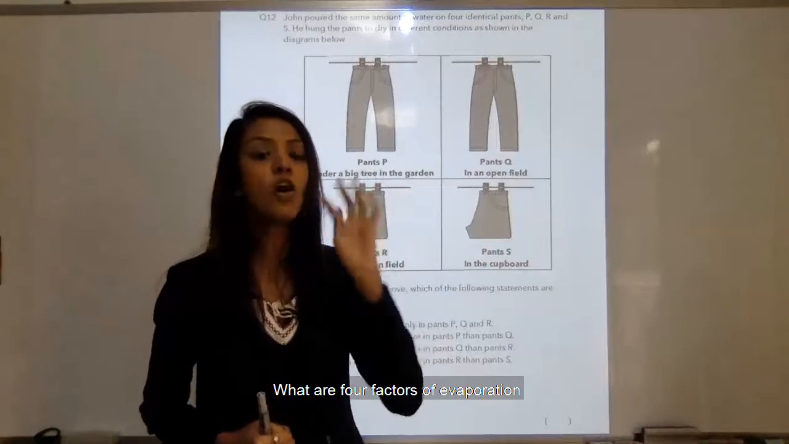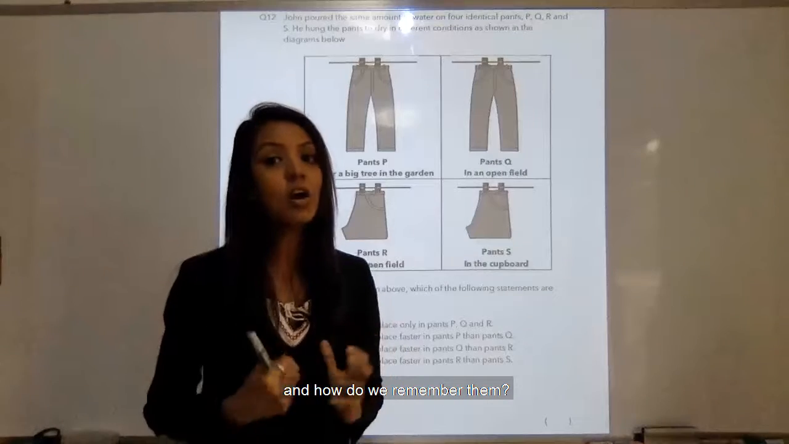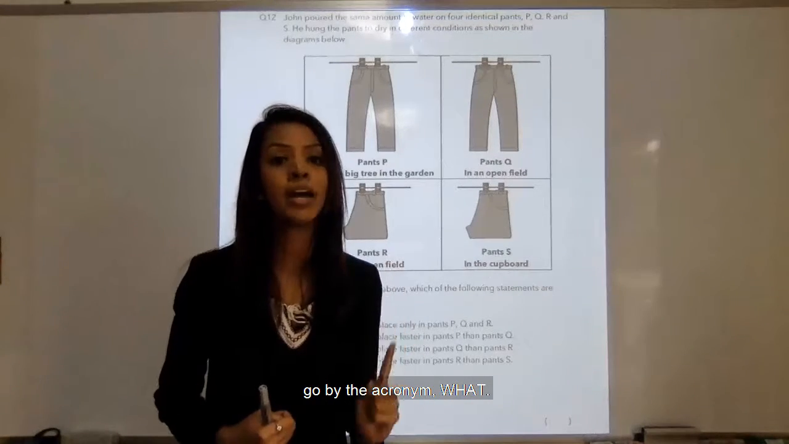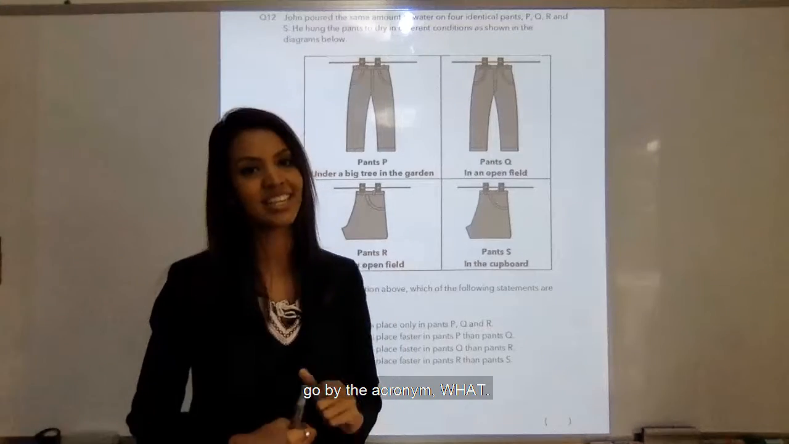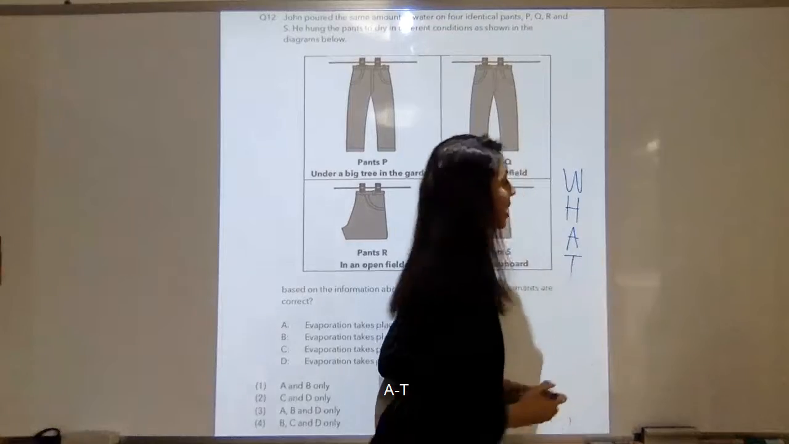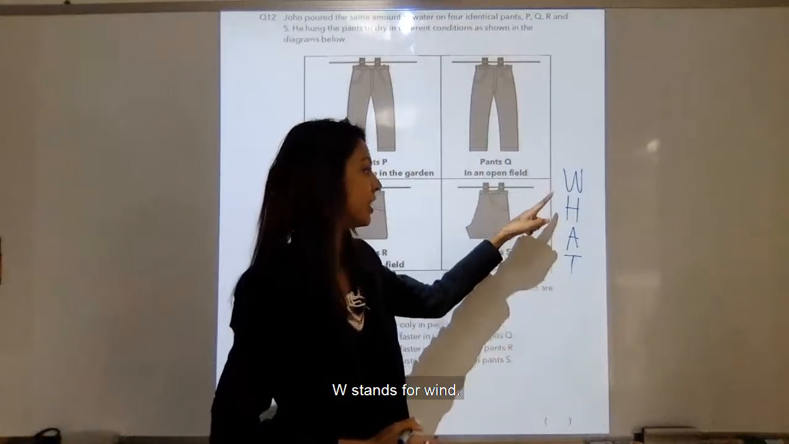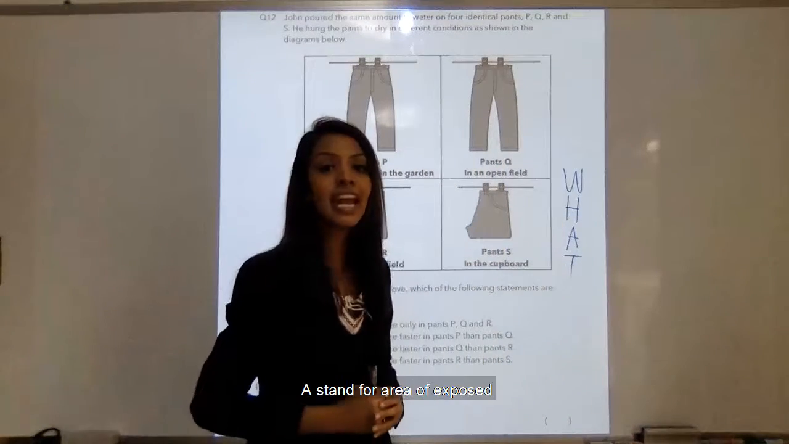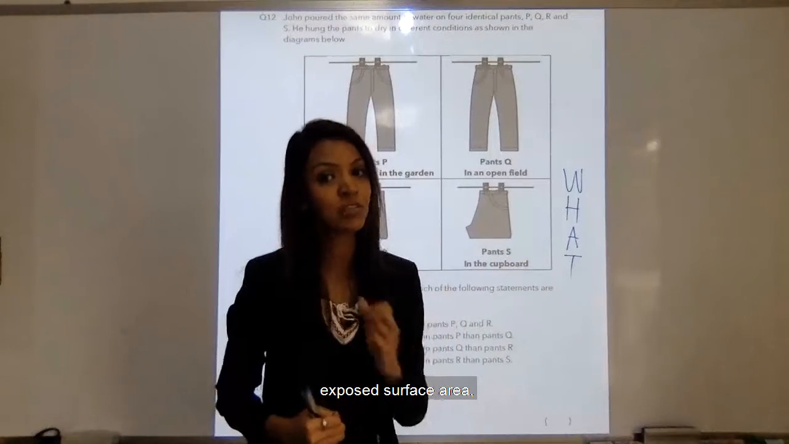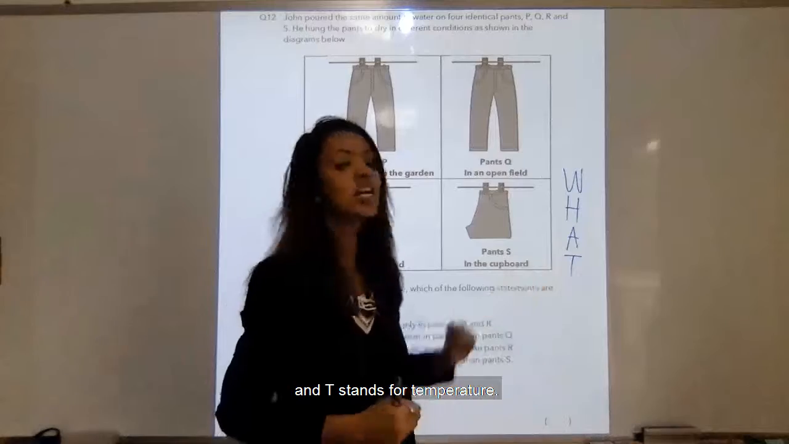What are 4 factors of evaporation, and how do we remember them? What I teach my students is to go by the acronym WHAT. W-H-A-T. W stands for wind, H stands for humidity, A stands for area of exposed surface, or some may say exposed surface area, and T stands for temperature.